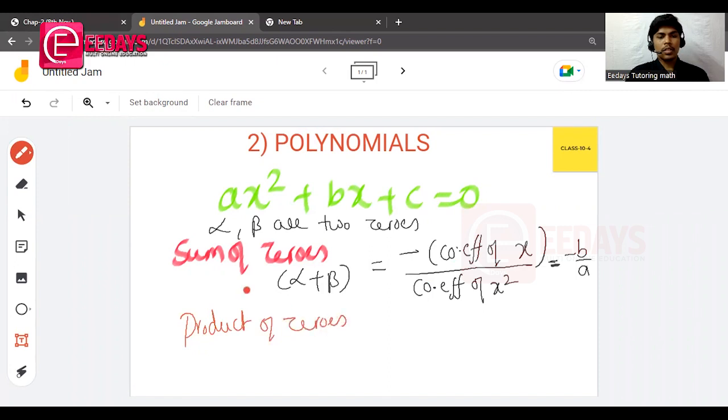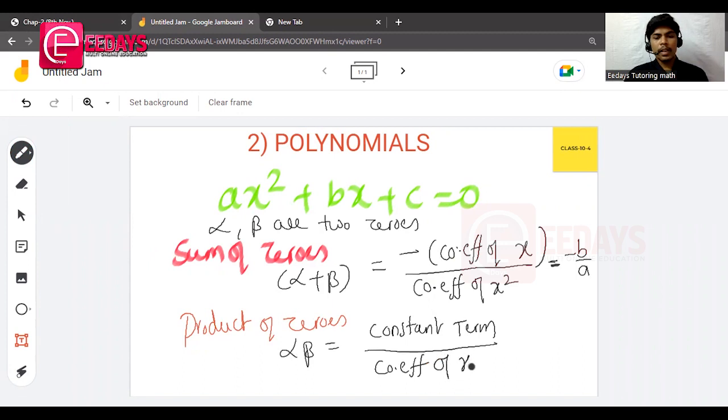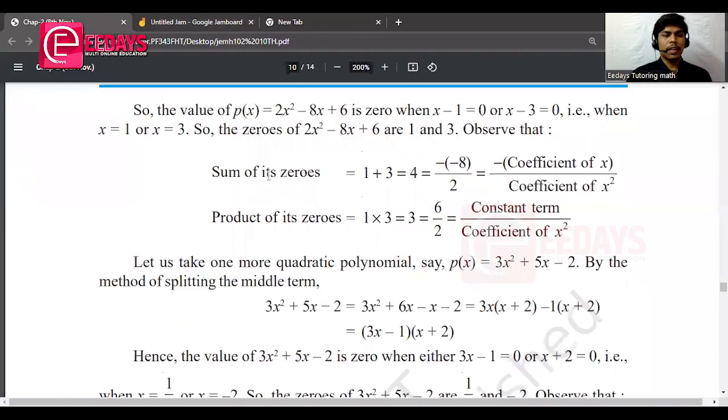And the product of zeros, alpha into beta, is the constant term by the coefficient of x square. In the exam, if you can't remember the formula, remember it like this: constant term by x square, that is c by a.